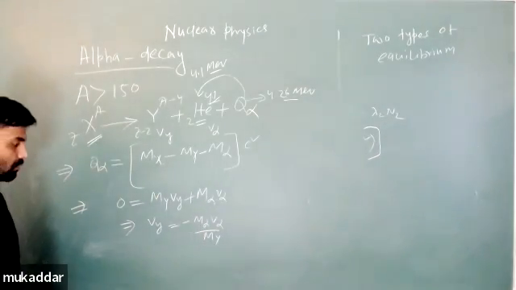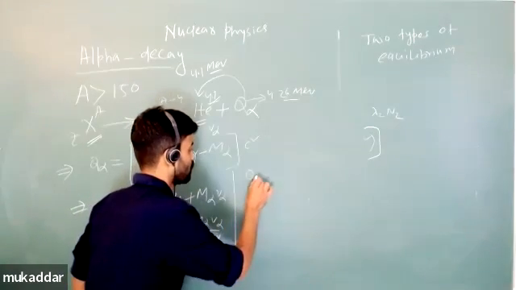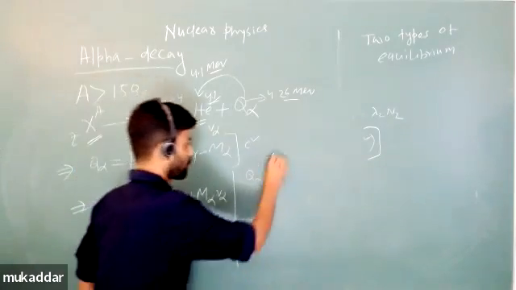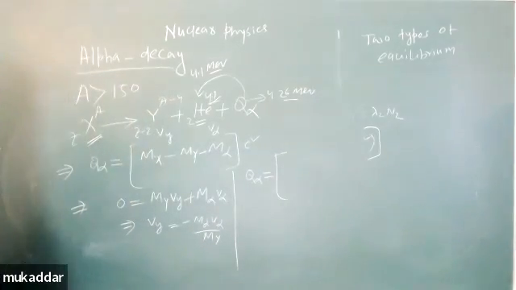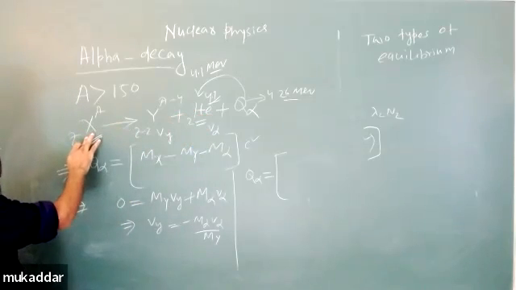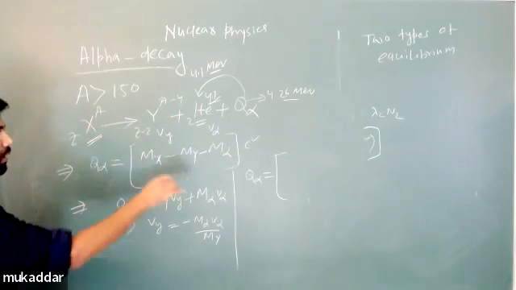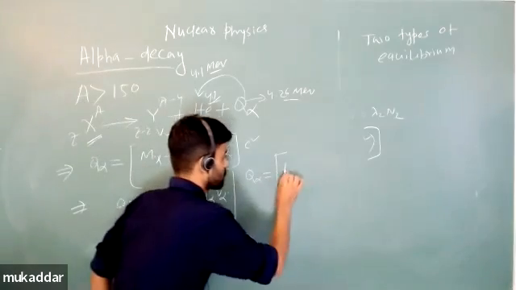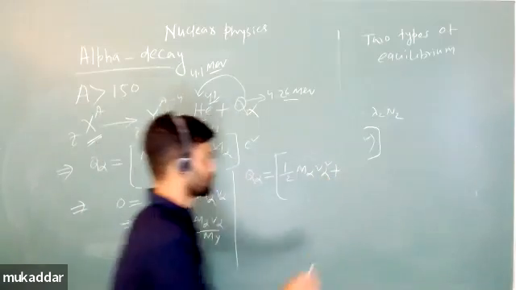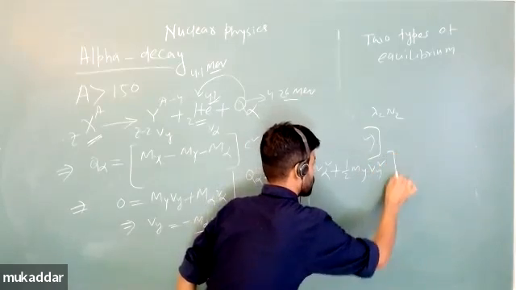Now what will be the Q value, Q alpha, in the form of kinetic energy? If you remember, in the form of kinetic energy, Q is nothing but kinetic energy of product minus kinetic energy of reactant. Since this is at rest, there will be no initial kinetic energy. So the Q value will simply be half M alpha V alpha square plus half My Vy square. Is it clear?